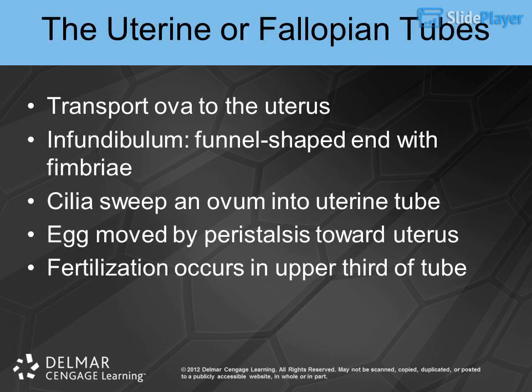The uterine or fallopian tubes transport ova to the uterus. The infundibulum is funnel-shaped with fimbriae. Cilia sweep an ovum into the uterine tube. The egg is moved by peristalsis toward the uterus. Fertilization occurs in the upper third of the tube.